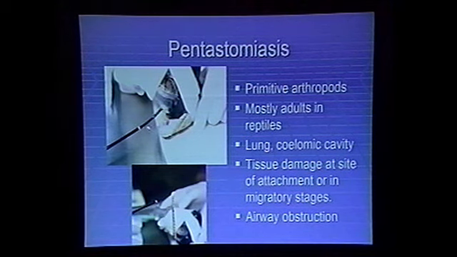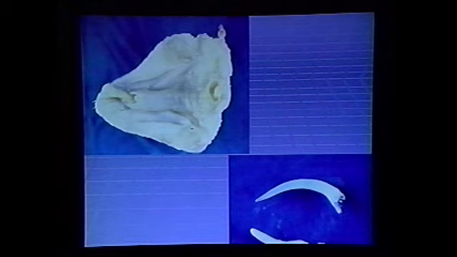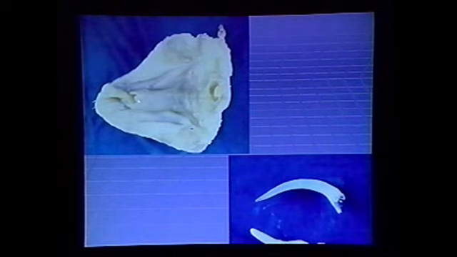Here, some pentastomes are being removed from the glottis of a venomous snake. These are pentastomes attached to the serosal surfaces of the viscera of an indigo snake. A pentastome attached to the serosal surface of the stomach in a gecko, and numerous linguatulid pentastomes in the lumen of the trachea and glottis of a bushmaster that actually caused acute respiratory distress and death in this snake.